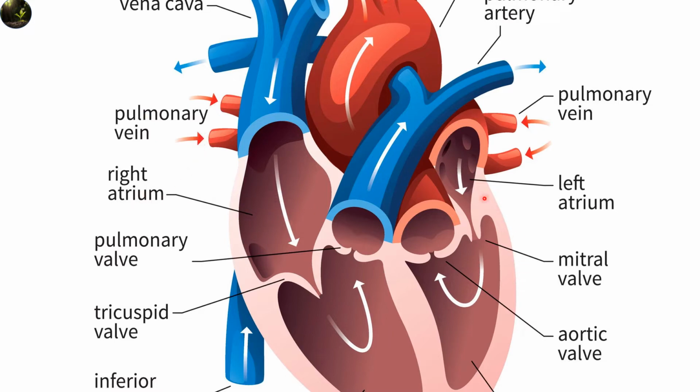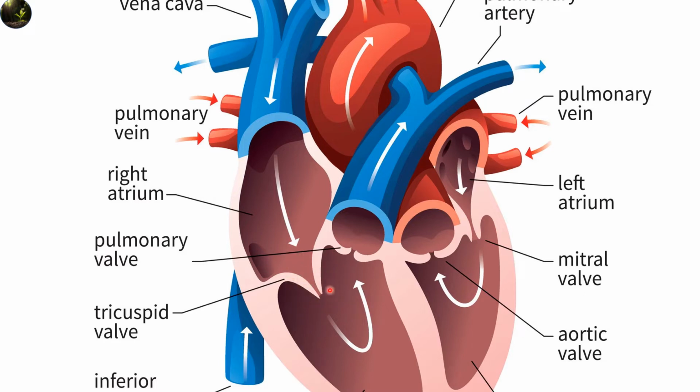Then these chambers, you have to go through the chambers. Right atrium. This is right atrium, left atrium. Then this is left ventricle. This is right ventricle. Then you can go through the valves.